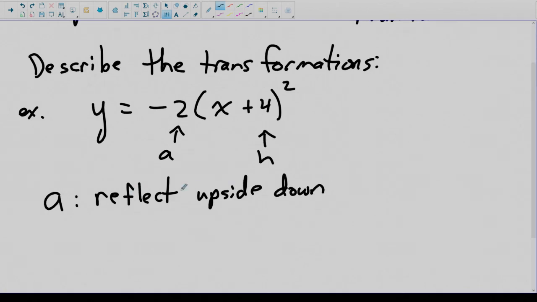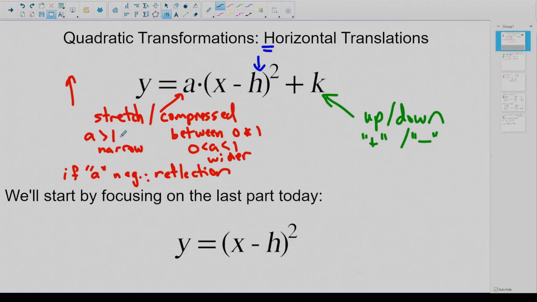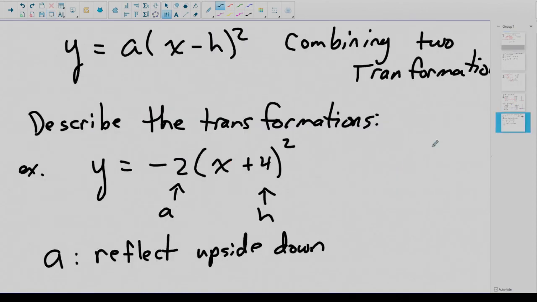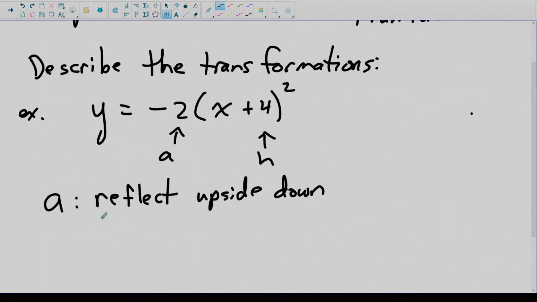Okay, so you can also say vertical reflection, but I find upside down helps students really visualize what's going on. It's also going to do what because of the 2? Now, if we go back to one of our previous slides, right at the beginning, I said that if a is greater than 1, it becomes narrower, and if it's between 0 and 1, it becomes wider. And this is just the number, not the negative sign, just the number. So is 2 greater than 1, or is 2 between 0 and 1? Well, because 2 is greater than 1, it's going to make it stretched. So that's going to be narrower than a regular parabola.